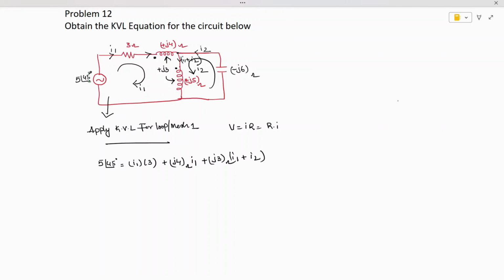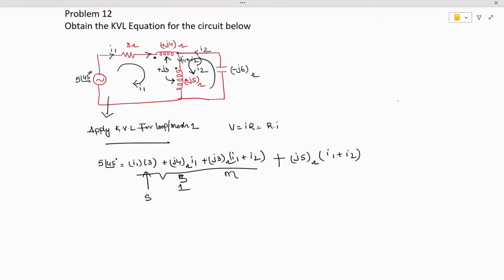So this is for coil 1. This will act as self-inductance, this is also the self-inductance, and this is the mutual inductance term, plus. Now let's write down for this coil. We had written for the resistor and for J4, and coming to the other coil, the term is J5 ohms into the total current, which is I1 plus I2. That is how to write it.